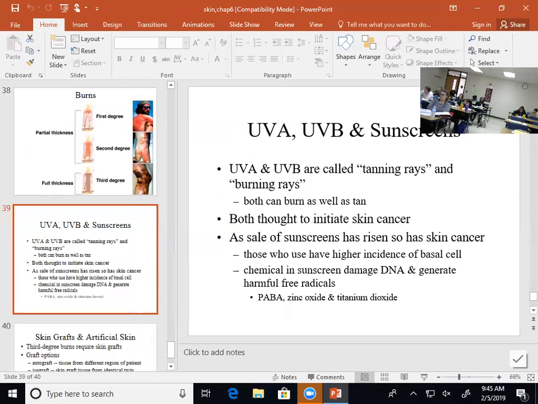UVA and UVB rays both can lead to cancers. We know. I put this in here because it can be misleading. It says, as the sales of sunscreens have risen, so has skin cancer. What would that make you think? Sunscreens are the reason. Yeah, so that really makes you think, well, are sunscreens causing it?